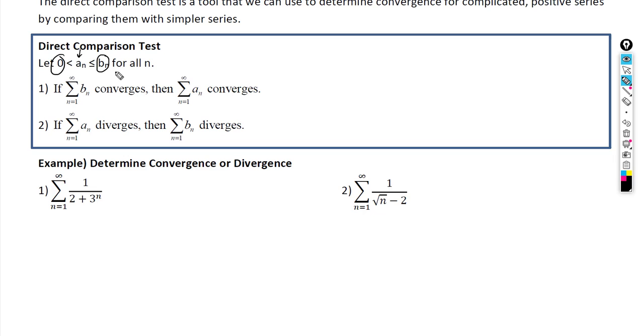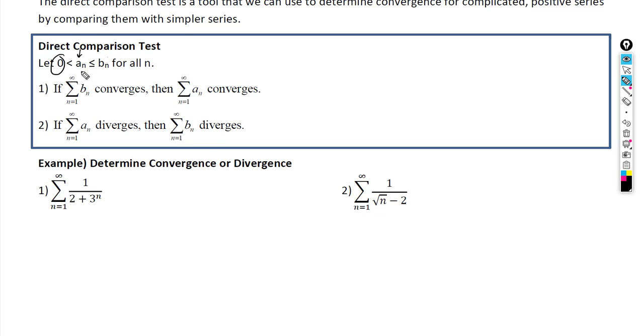So it's going to converge. I don't care what value it converges to, but it's going to converge. So if b sub n converges, then a sub n converges, because a is in the middle of 0 and b. If a sub n diverges, then b sub n also diverges. So this is going to be true, all right?